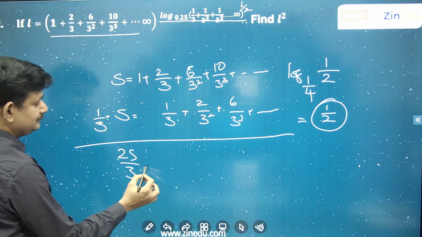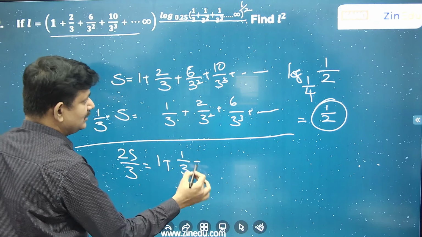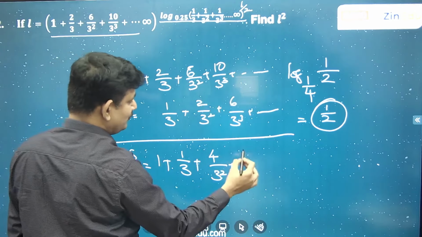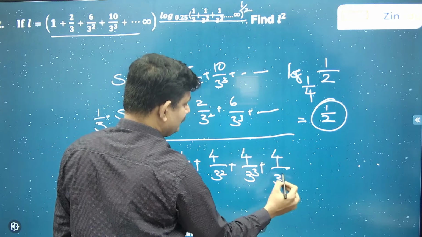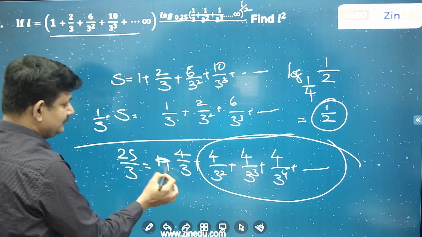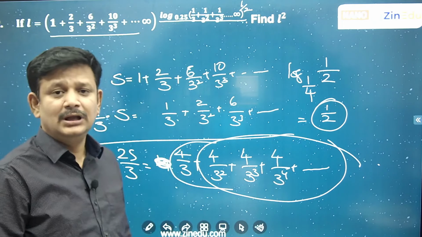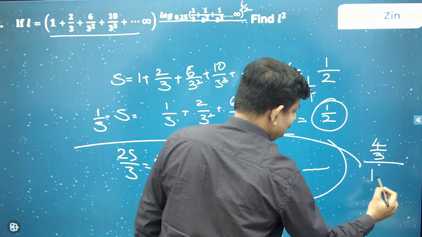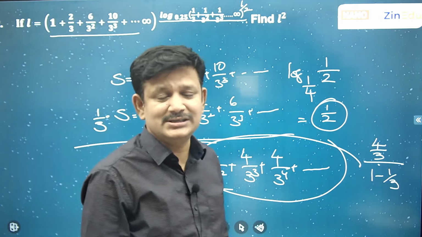2S/3 is how much? 1 plus this difference is 1/3, plus this difference is 4/3 square. This difference is 4/3 cube. Next term again it will be 4/3 power 4, and so on up to infinity. If you take 4 common here, this is again an infinite GP with 4/3 as its first term. So this is 2. 2S/3 is 2. So S is 3/2.